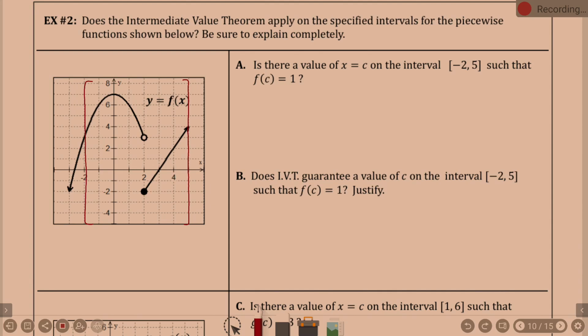Okay, that it crosses through the y value of 1. And where does it cross through the y value of 1? Something like that, right? Now they don't ask for a specific value, just is there a value x equals c on the interval such that f of c equals 1? And I just have written in my notes, yes, c exists on the interval -2 less than or equal to x less than or equal to 5.